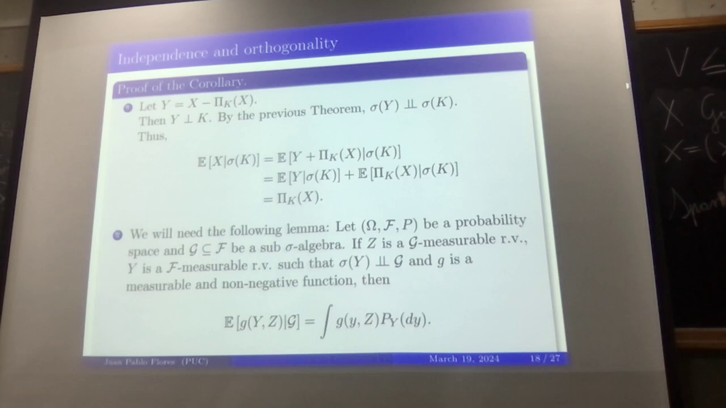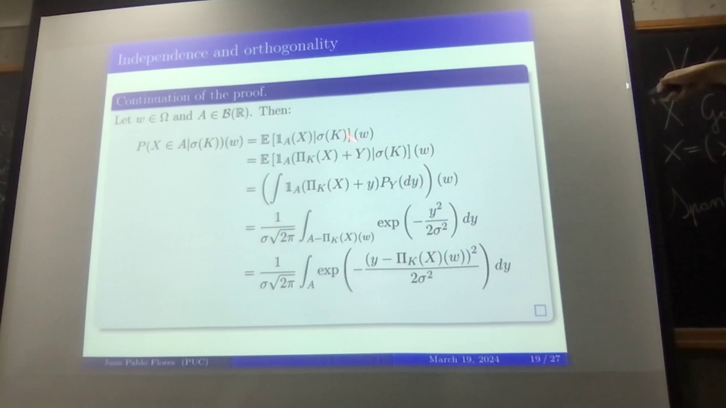Sorry, I didn't know how to put pulses into an equation, so I'm going to explain line by line. We fix an omega in the sample space, and a Borel set. By definition, the conditional probability is the conditional expectation of this indicator function.